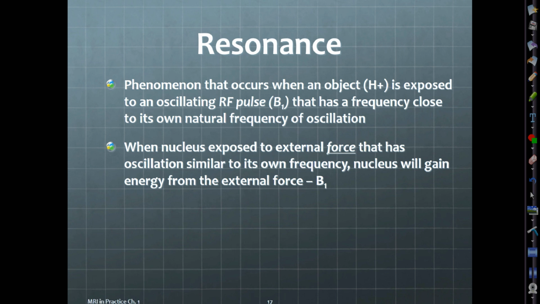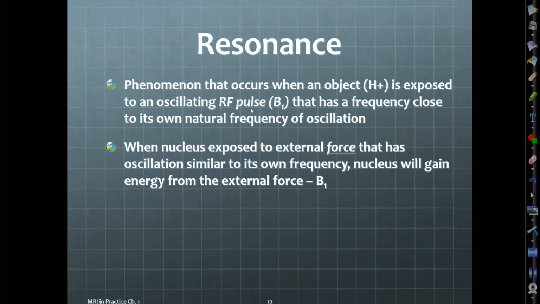So resonance is a phenomenon that occurs when an object, and the object here is our hydrogen net spin, hydrogen protium, is exposed to an oscillating, or you could think about it as not a static magnetic field but a moving magnetic field, or also an RF pulse, or sine wave, right? And that is denoted by B sub 1, because now this is our secondary magnetic field that we're dealing with.